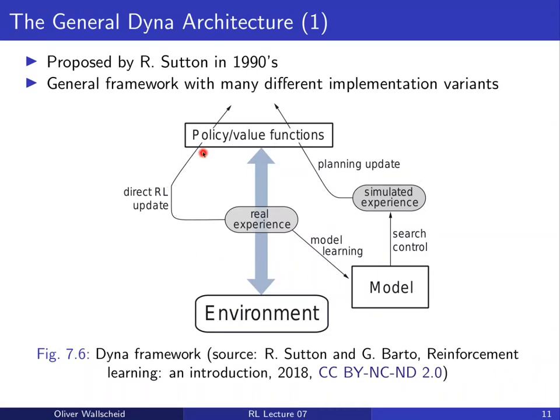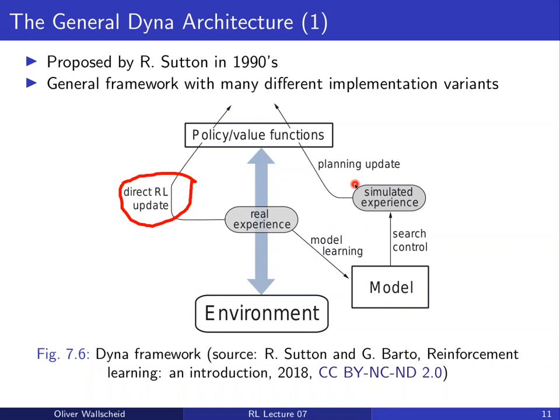So again, we have here the two branches. On the left side, using real experience, we can perform direct reinforcement learning updates, and we can use that real experience also here on the right hand side. That would be our indirect reinforcement learning branch, to learn a model and then use that model in order to simulate experience, and use that simulated experience by planning to also do policy improvements or action value, state value predictions. And we will see how we can bring together these two approaches on the next couple of slides.